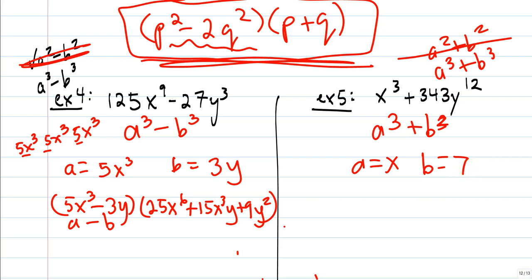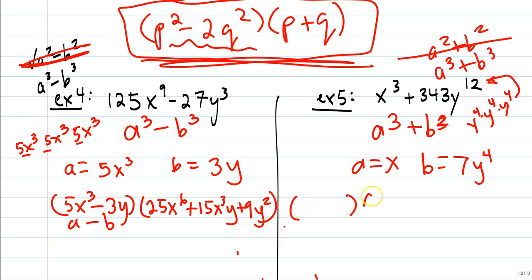What cubed makes y to the 12th? Well, how about y to the 4th? How do you know? Y to the 4th times y to the 4th times y to the 4th would give us y to the 12th. Okay? So what do I do now?